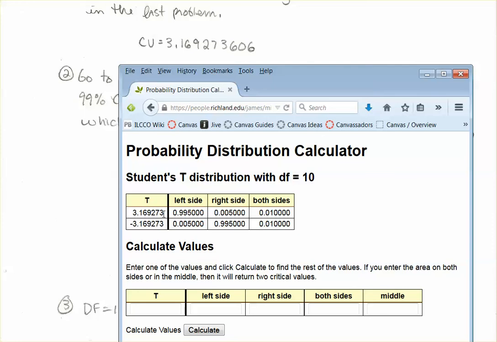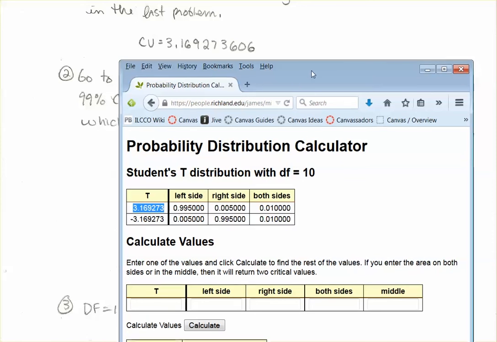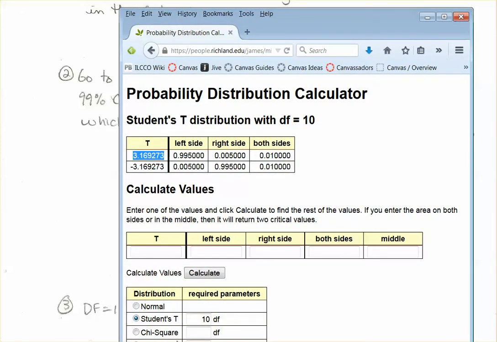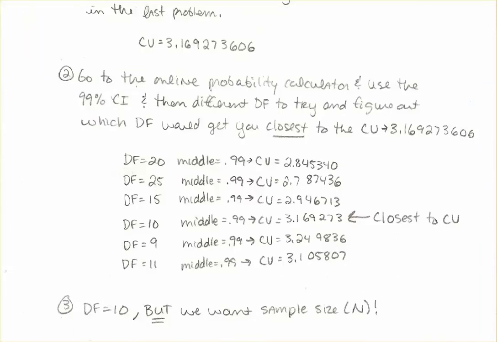Well, in pretty much every case, you aren't going to get the exact right value when you do this. So what you're going to want to do to double check is try the value below and above it. So we have 10. What would happen if we went down to 9? Calculate. Does it get us closer or further away? In this case, if we do degrees of freedom 9, it goes a little bit up to 3.24, which is not what we want.